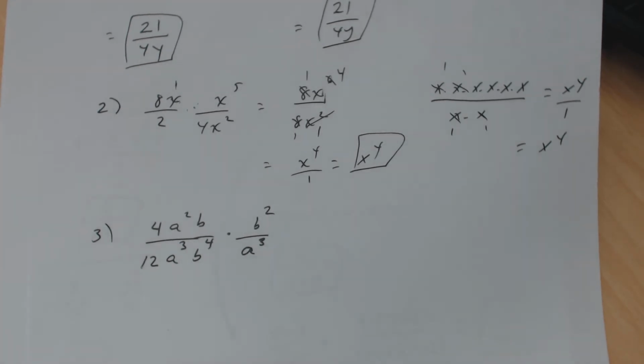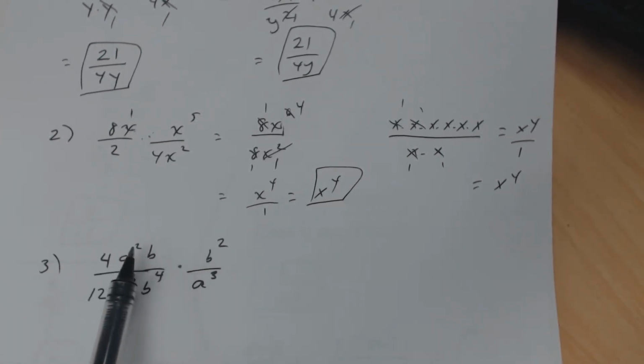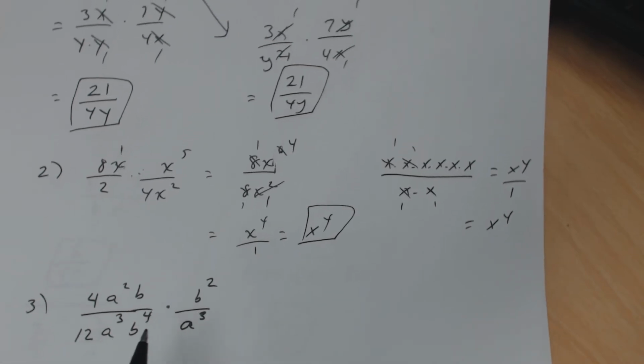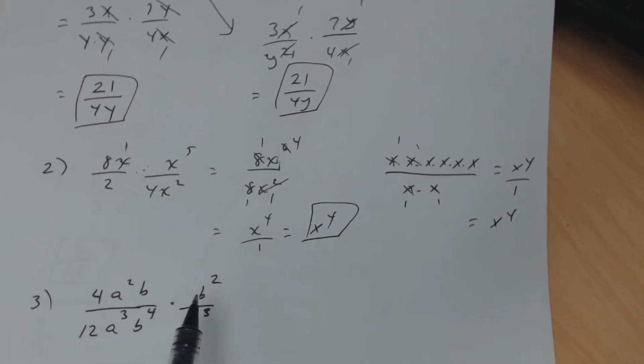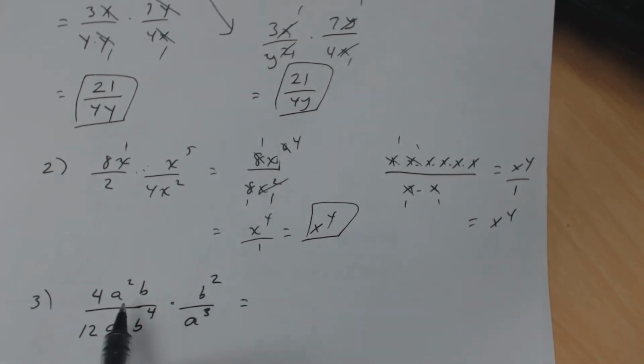So 4a squared b divided by 12a cubed b to the 4th times b squared over a cubed. Now again, see how this numerator has b's in it, and this has some factors of b's as well. This denominator has some factors of a, and this has factors of a. It is a good idea to go ahead and write it as one fraction. It will help.